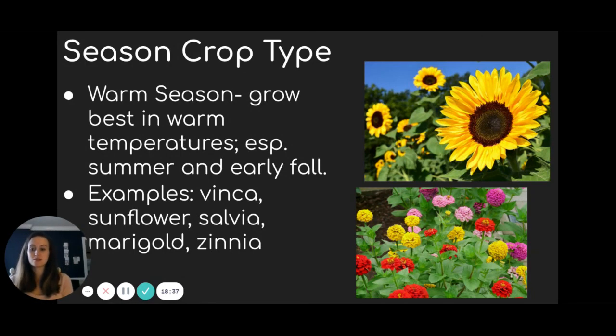Again, these are some plants you'll see in the greenhouse this spring. You'll see them out in Lowe's, or you'll see them out in people's gardens. So I know I like to grow sunflowers and zinnias in my garden because they attract pollinators, and those pollinators help with my watermelons and tomatoes and stuff and cucumbers. But they like that warm season.